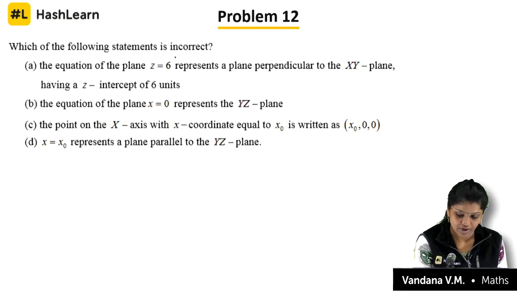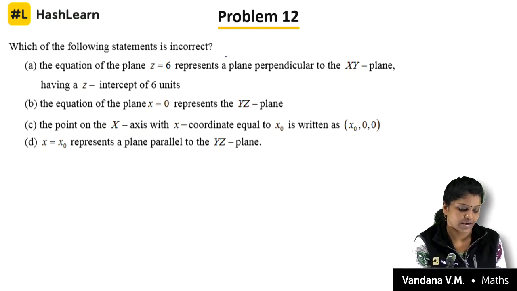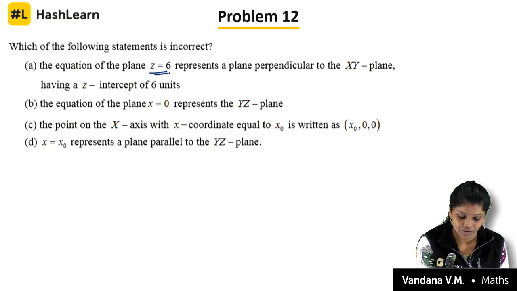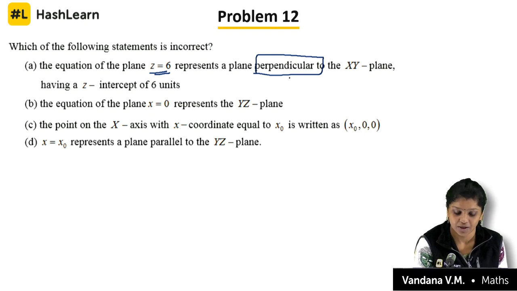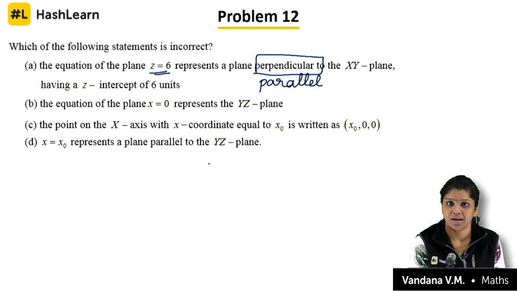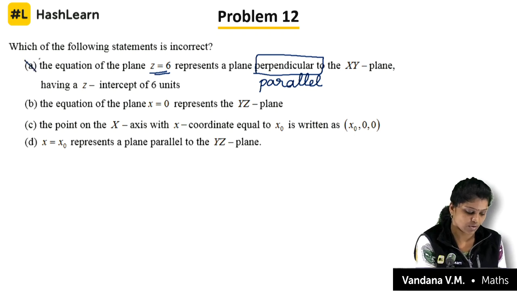Which of the following statements is incorrect? The equation of a plane z is equal to 6 represents a plane perpendicular to the xy plane. So many times they will give this intentionally. So this is not perpendicular, this is parallel. If they would have given parallel, then this statement is right. They gave perpendicular to the xy plane, so it is wrong. It is parallel to the xy plane. Clear? So this is the wrong one.